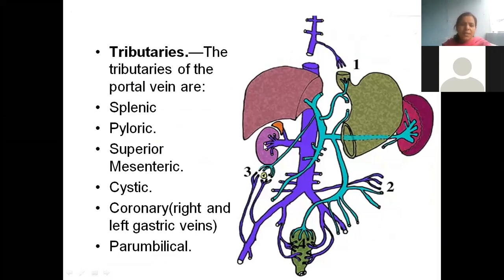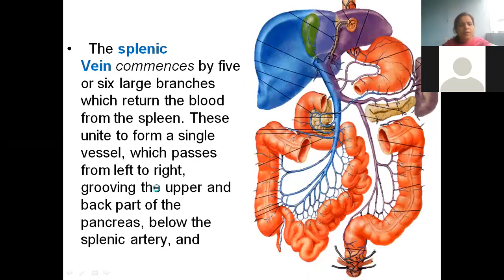Cystic is coming from the gallbladder, so we have the cystic vein. Then the right and left gastric veins are these. This is the left gastric vein, and this is the right gastric vein. That is also draining into the portal vein. And around the umbilicus, we have veins which you call paraumbilical veins. So many veins are draining into the portal vein. That means these are the veins which collect blood, and finally the blood is poured into the portal vein.